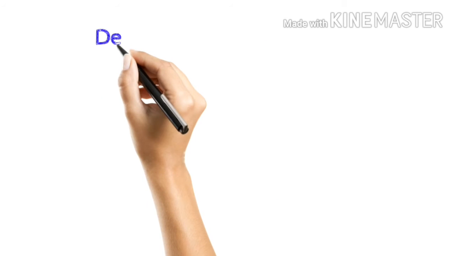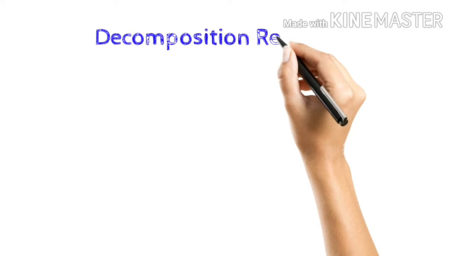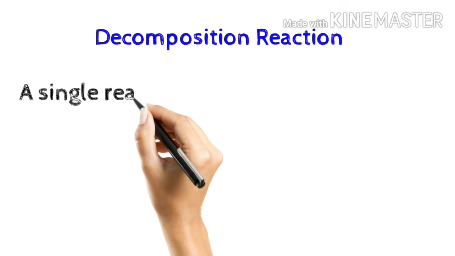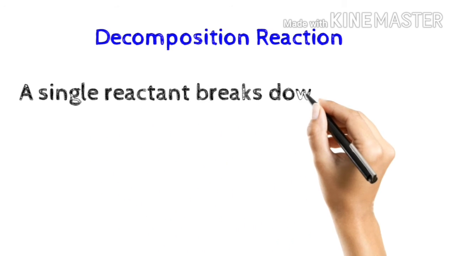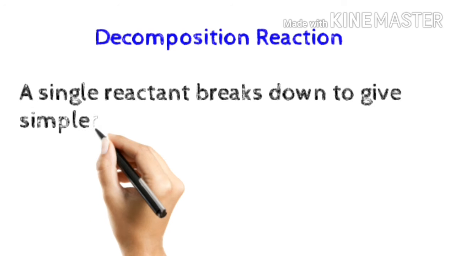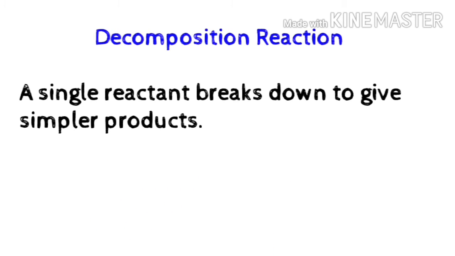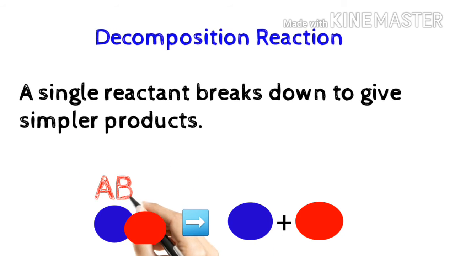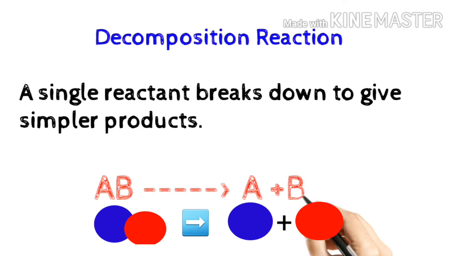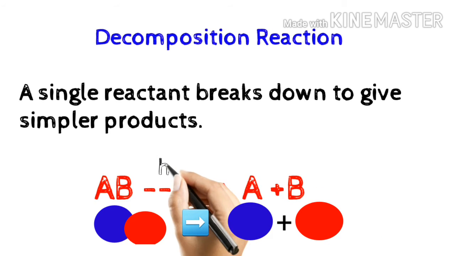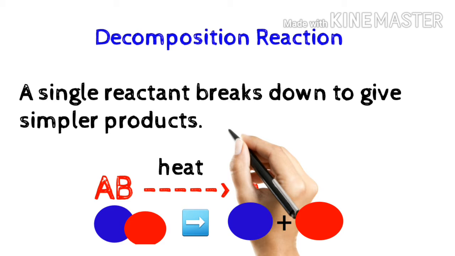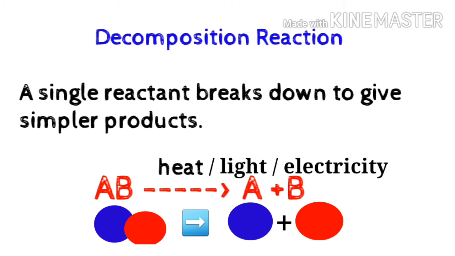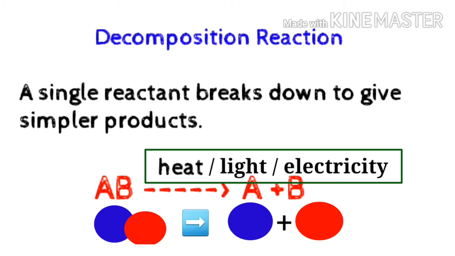Next we are going to the second classification, which is decomposition reaction. From the name itself, it is clear that the decomposition of a substance is taking place here. That is, a single reactant or substance breaks down into smaller products. In general, we can say the reactant AB breaks down into smaller products A and B. Here, in order to decompose a reactant, it needs some sort of energy, either in the form of heat or light or electricity. And this indicates an endothermic reaction.